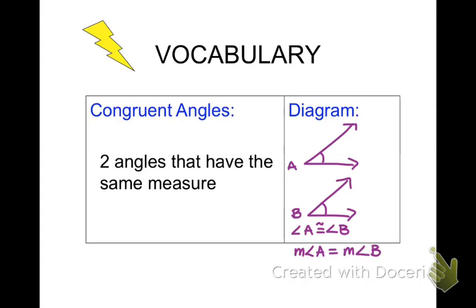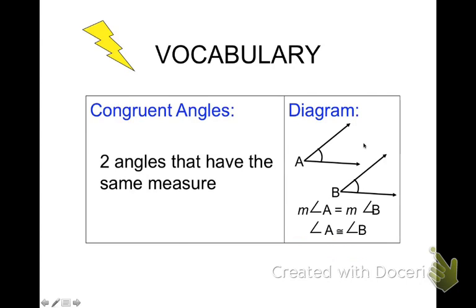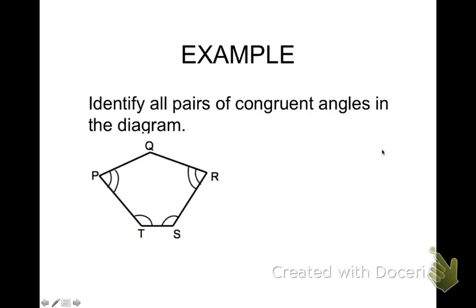Okay, so if we flip onto the back, we have a diagram. What are my congruent angles? Angle T is congruent to angle S. Angle P is congruent to angle R, because they have double arcs inside of them. Okay, Q is not congruent to anything in this scenario. So we've got congruent angles.